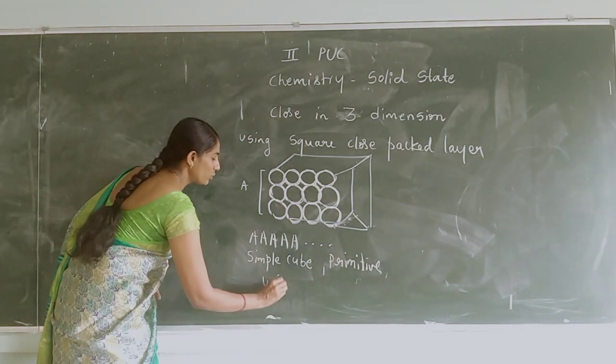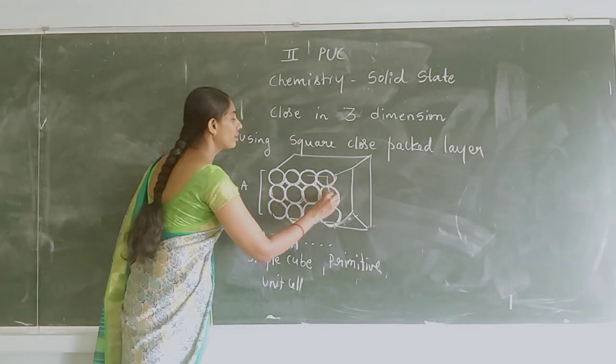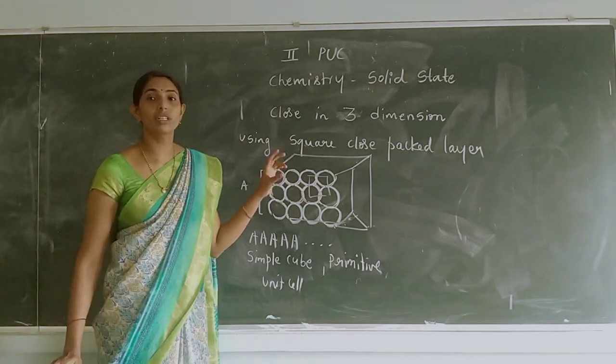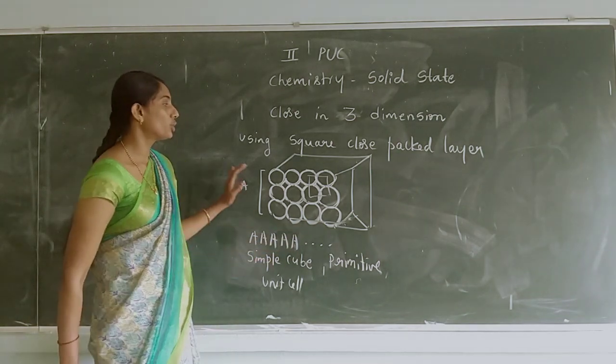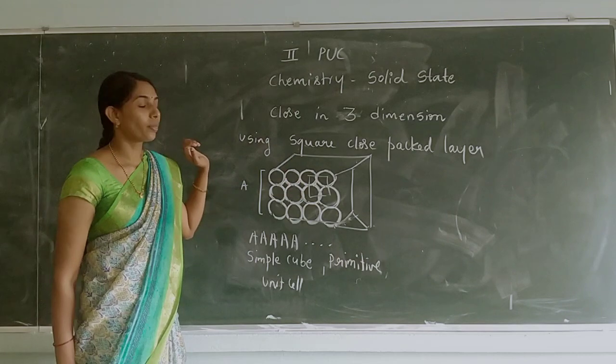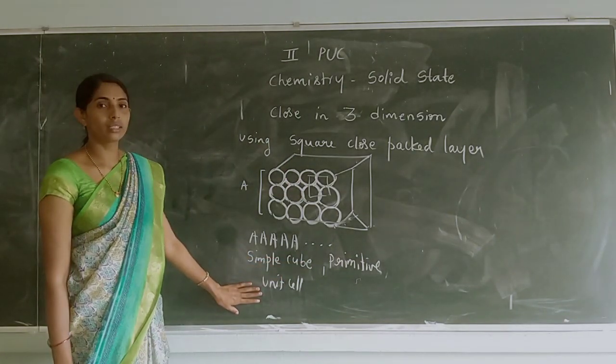What is a primitive unit cell? In case of the primitive unit cell, the particles are present only at the corner. So you will be having the arrangement, such an arrangement is possible. Okay, so that is what a simple cube or primitive unit cell is.